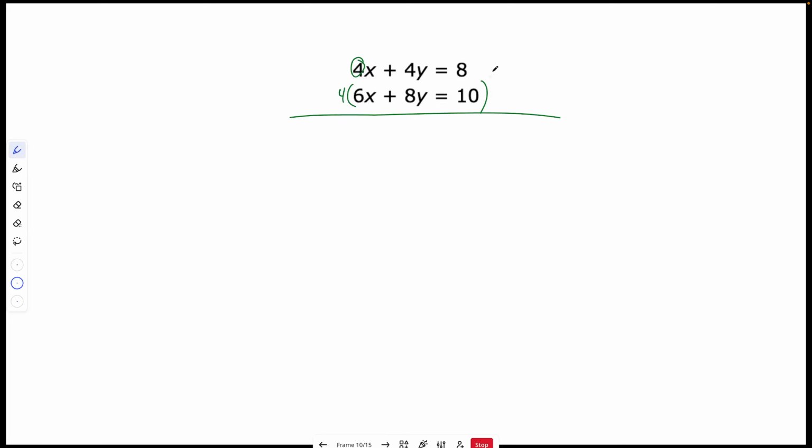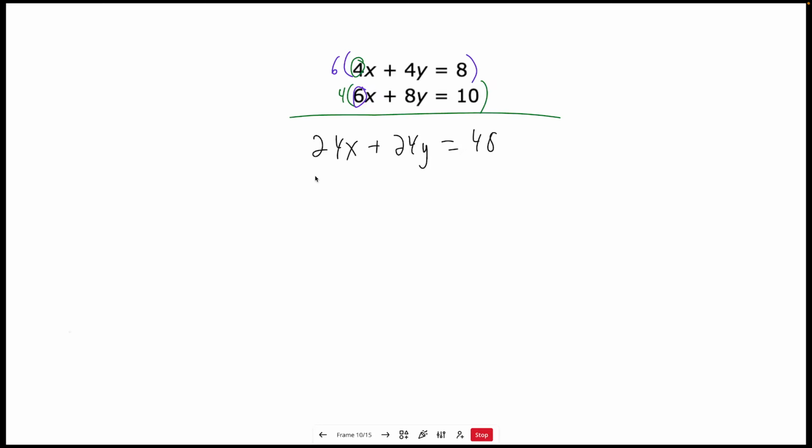And then I'm going to take, let me change colors here. And then I'm going to take this 6 and multiply everything on the top one by 6. All right, so you just sort of flip-flop. There is another way to do this, but we'll talk about that in a second. So now, after all this, we're going to have 24x plus 24y equals 48. And on the bottom, we'll have 24x plus 32y equals 40.